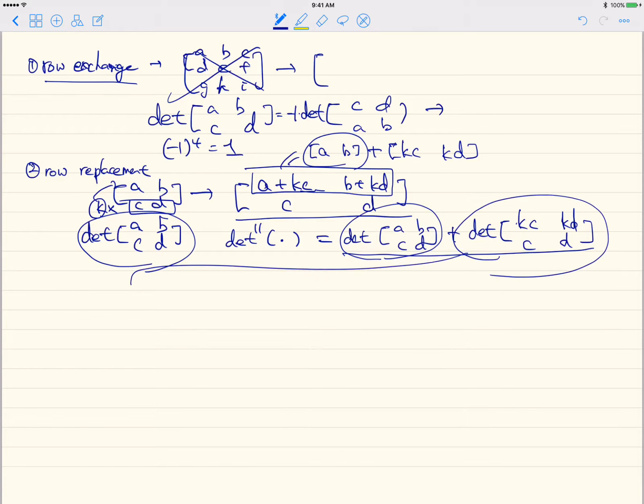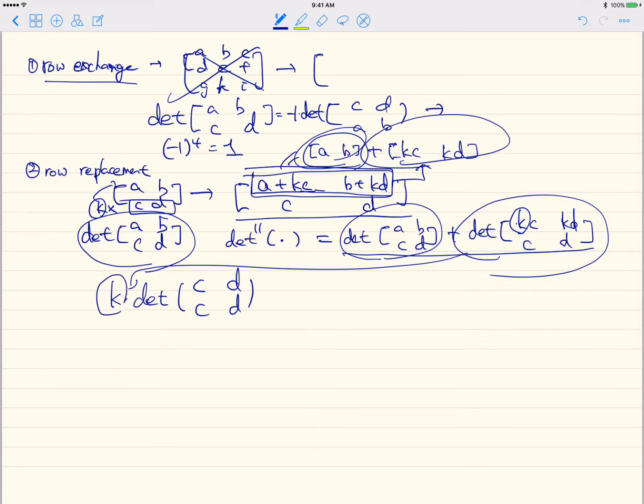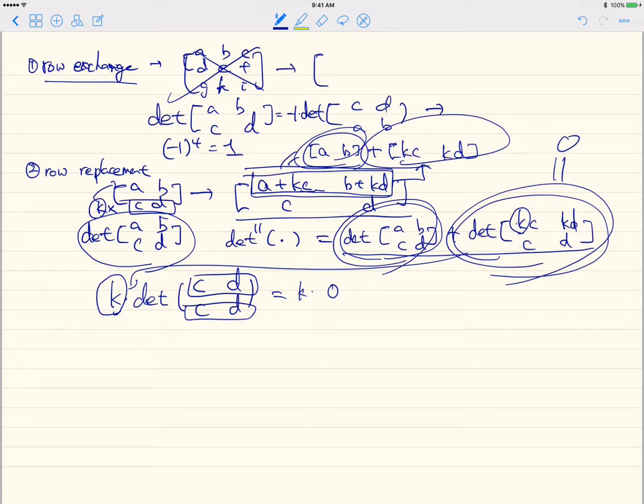But what about this one? In this case, we can factor k out, and then we have C, D, C, D, right? Just like we decomposed this particular row into the summation of two rows, when a certain row is scaled by a factor of k, we can factor it out in this form. And from here, we learn that the initial requirement for the determinant is that in case we have identical rows, the determinant is always zero. So this part, the determinant becomes zero, and this will be the same as the determinant of the original matrix. Okay.